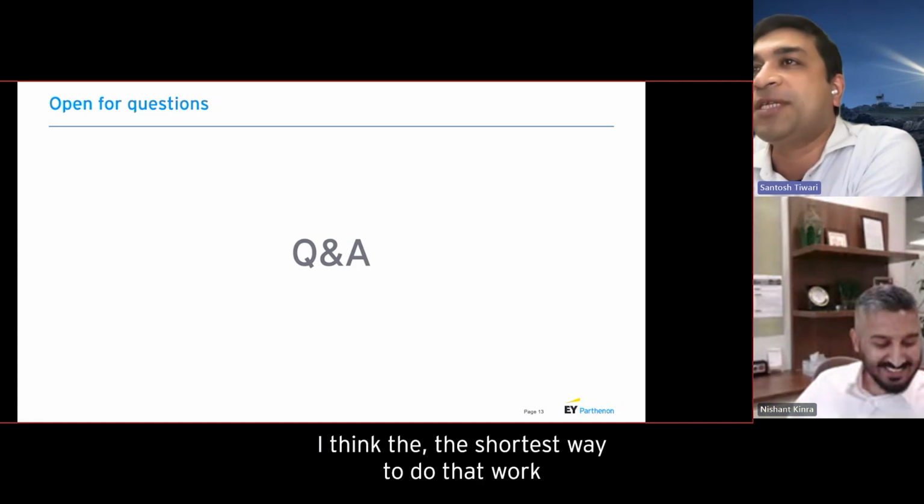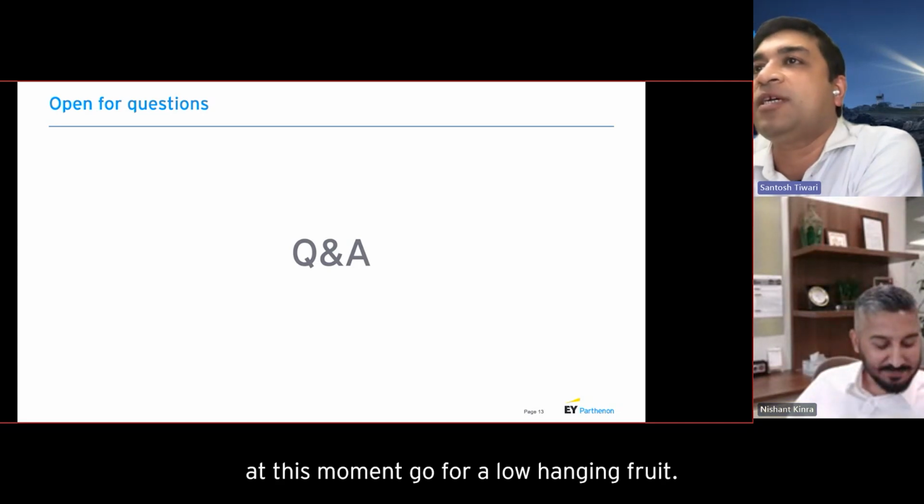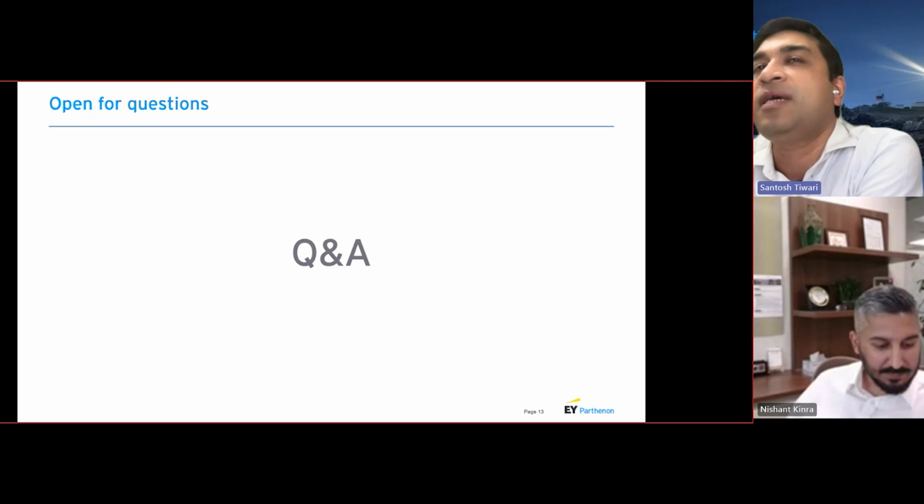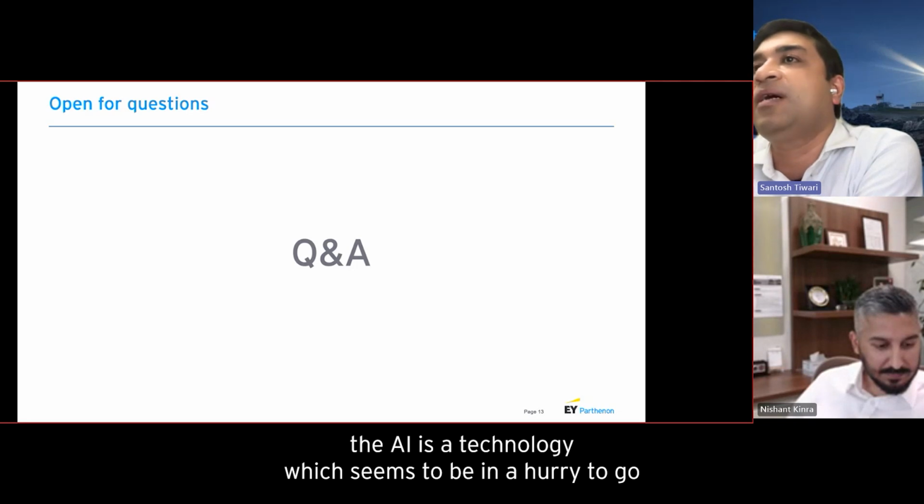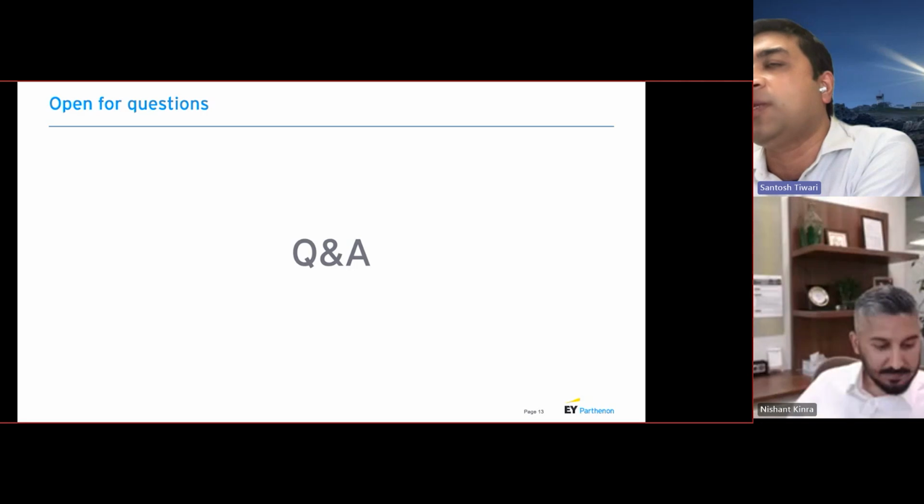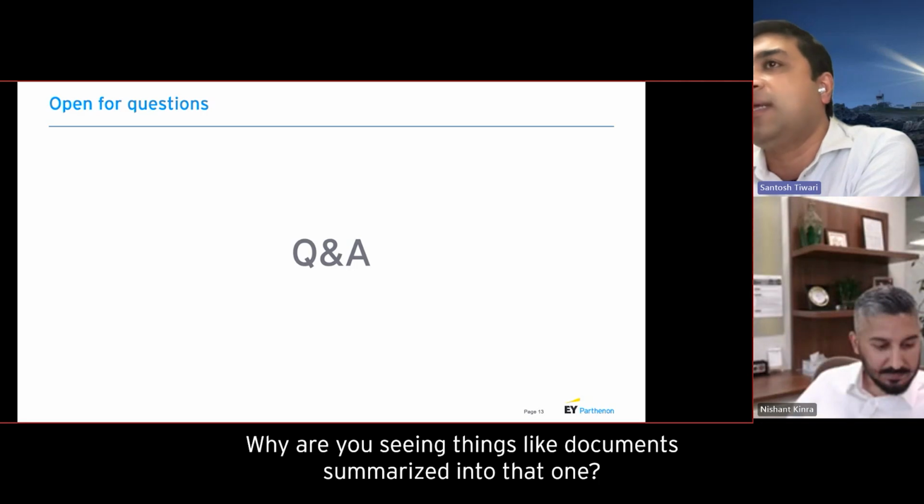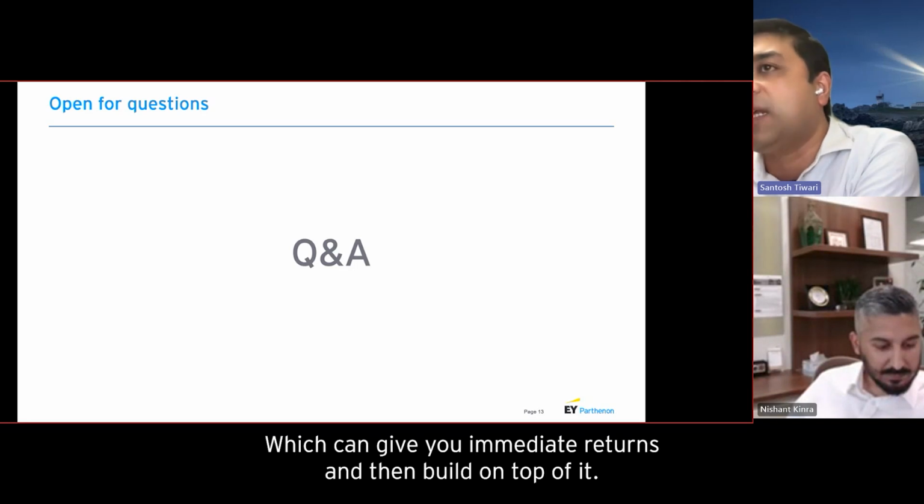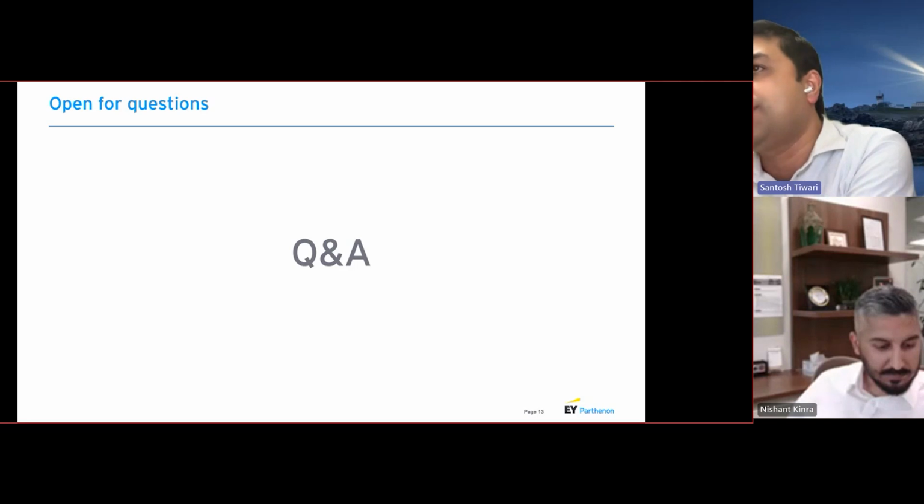I think the shortest way to do that would be, at this moment, to go for low-hanging fruit. One of the parts we highlighted before was that AI is a technology which seems to be in a hurry to go somewhere where we don't know. It is also already changing into that. Why are you seeing things like document summarizers? Because they help the business case. Take small examples which can give you immediate returns and then build on top of it.